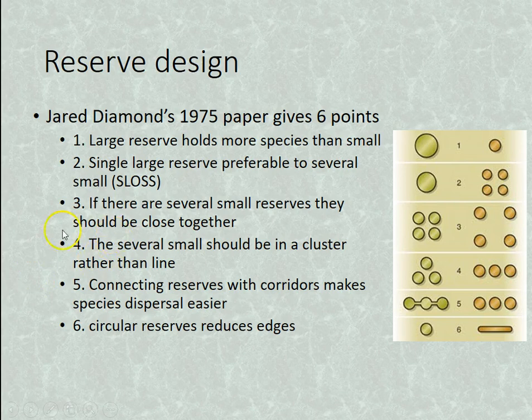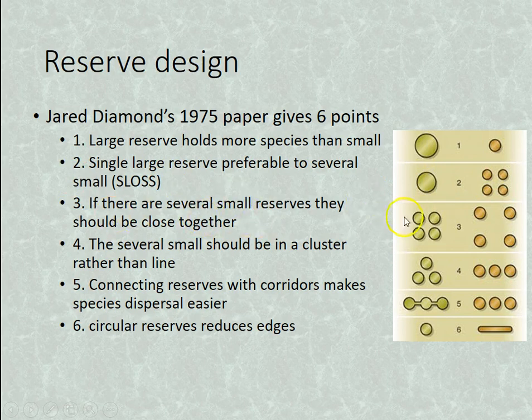Okay. So Jared Diamond was the first one to publish on this, and he is a professor with a great Boston accent. If you look up TED Talks, he gives a couple really good ones. His books, Guns, Germs, and Steel, is great, as well as Collapse, looking at why societies collapsed in the past. And so he discussed this single large or several small. So one, he said, a large reserve holds more species than a small one. So right, you'd want this one. And then he says the single large is preferable to several small. And we'll look at why or why that might not be true.